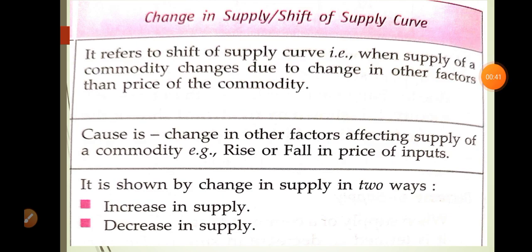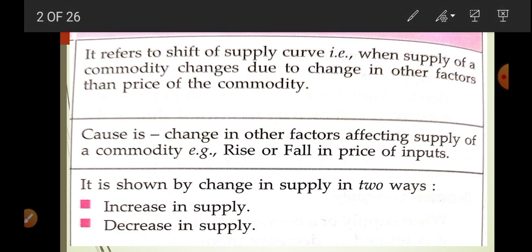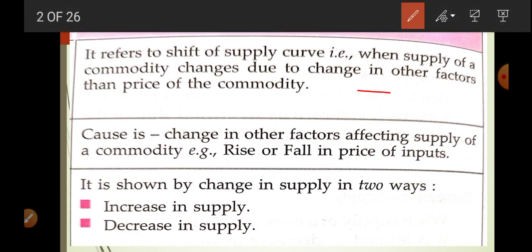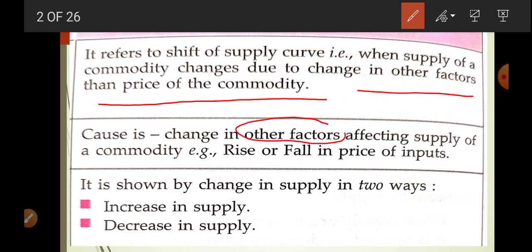Okay, so change in supply or shift in supply. What is this? It refers to a shift of the supply curve when the supply of a commodity changes due to change in other factors than the price of the commodity. It means that change in other factors is responsible for change in the supply curve. And we find there are two types of change in supply: first is increase in supply and second is decrease in supply.